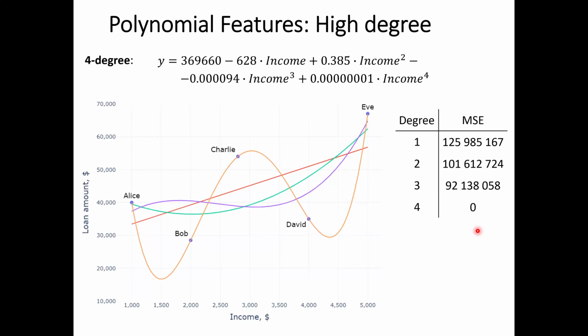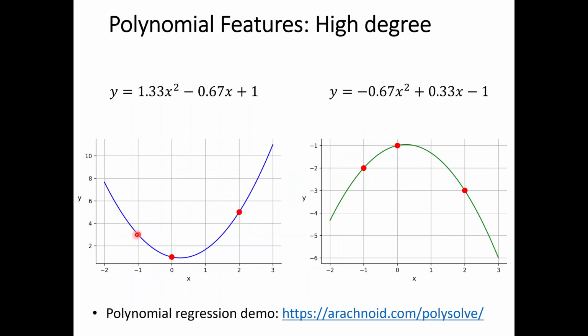It turns out that when the polynomial degree is equal to the number of data points minus 1, we can always fit the data perfectly and get a 0 MSE. We can get an intuitive sense of this using the example of a parabola, which is a second-degree polynomial. A parabola can be drawn through any 3 points, meaning that the polynomial degree is 1 less than the number of points.